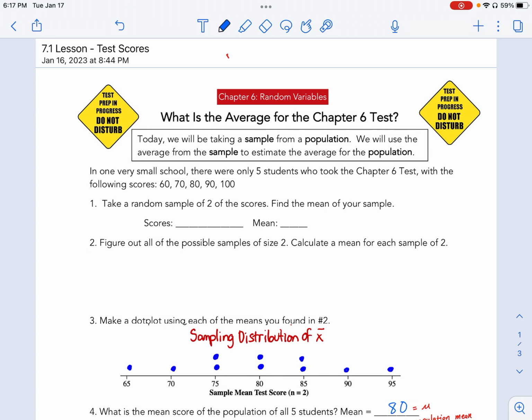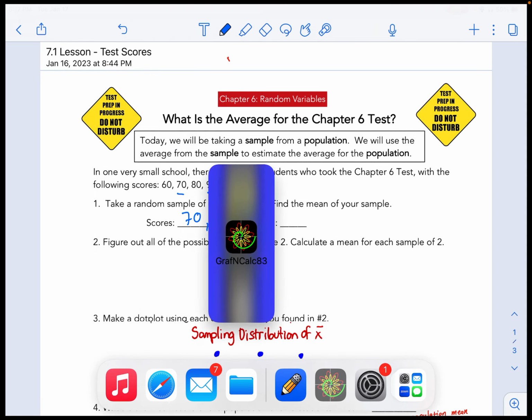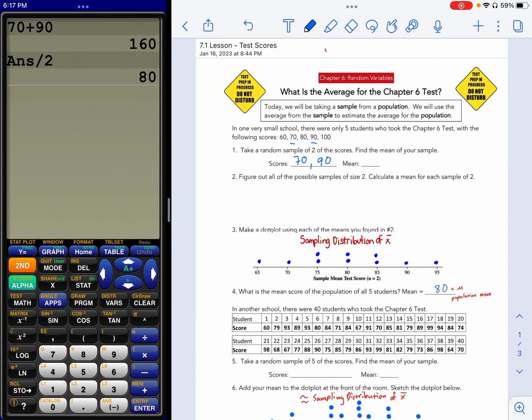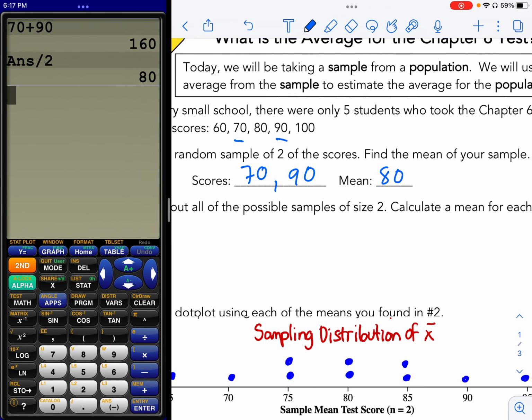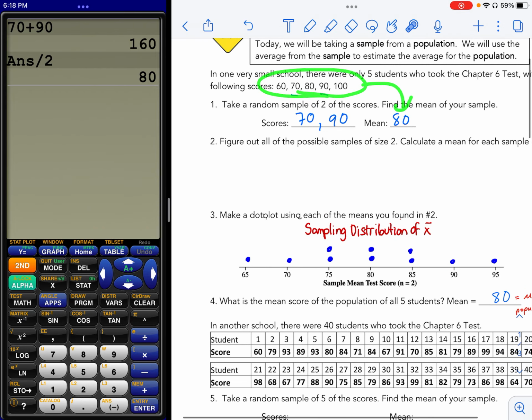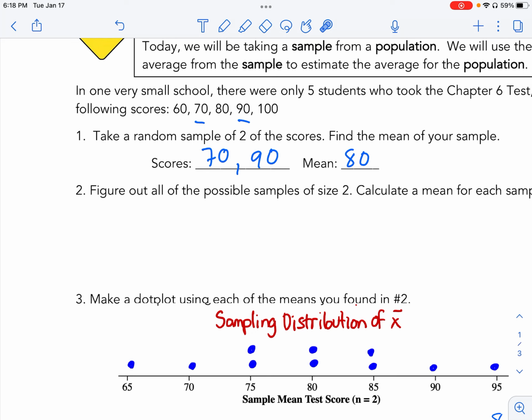Okay, I'm going to pick 70 and 90. Some of you are probably doing that in your head, but 70 plus 90 is 160, so the average is 80. So based on that small sample, I would say it looks like the average of the entire class was 80. However, that's just my sample. You probably got something different, unless you, by chance, had the exact same 2 test scores.